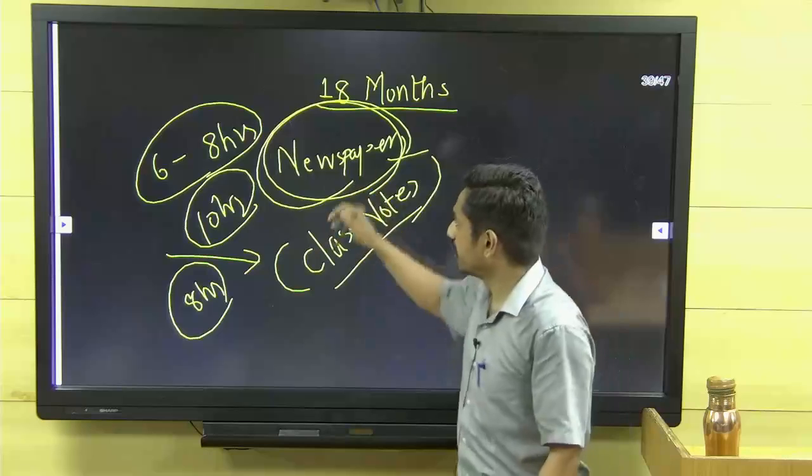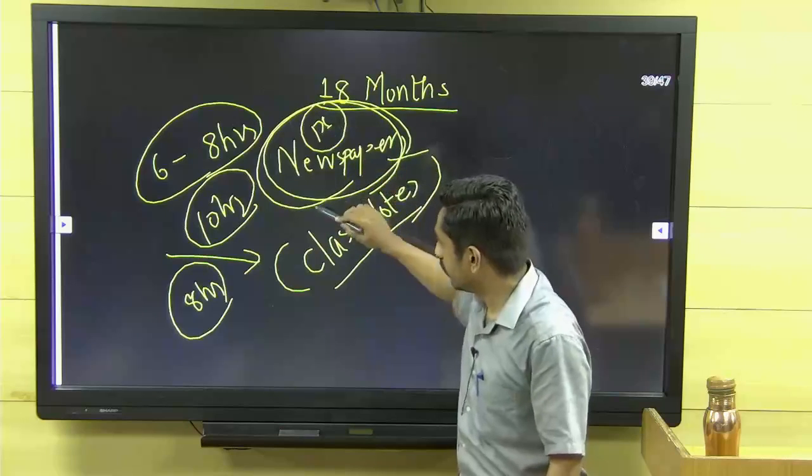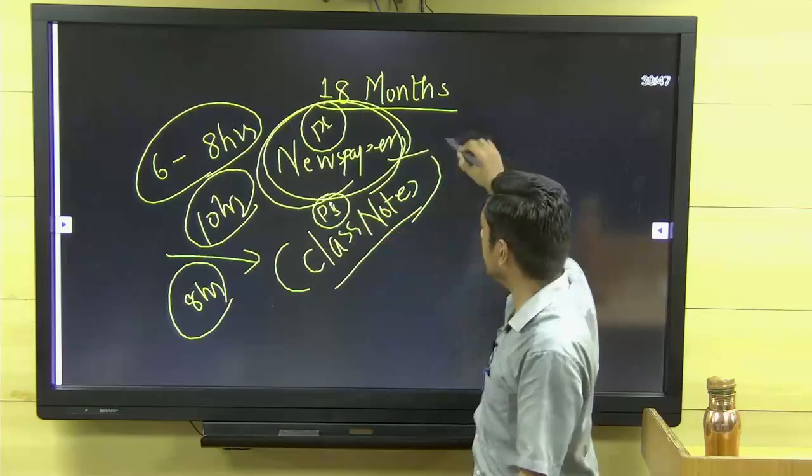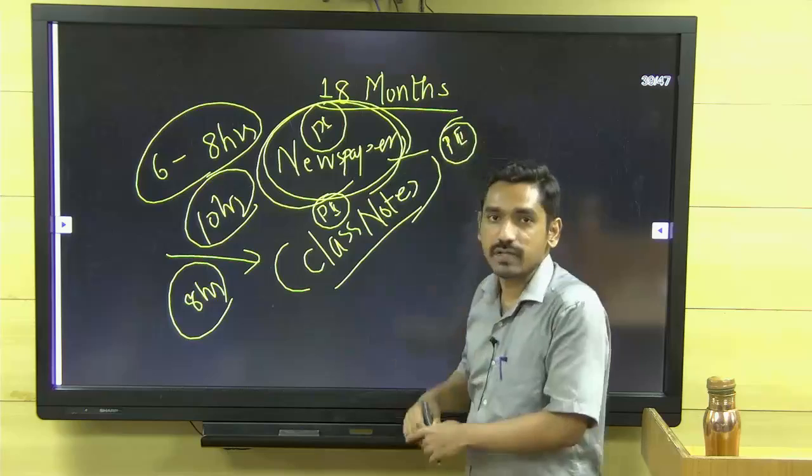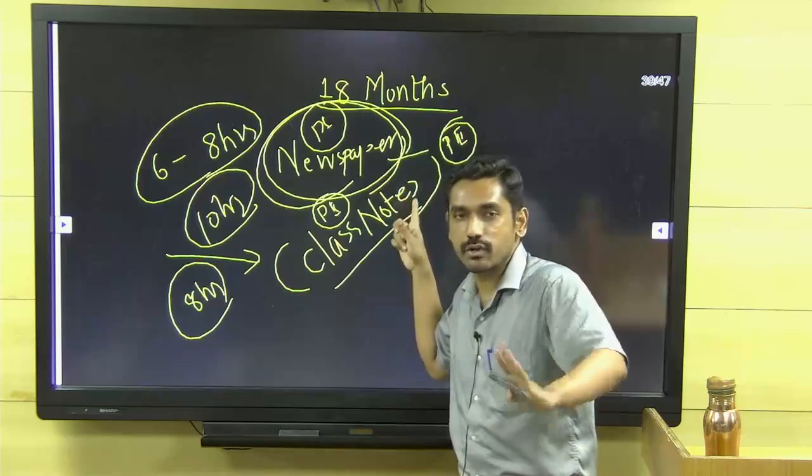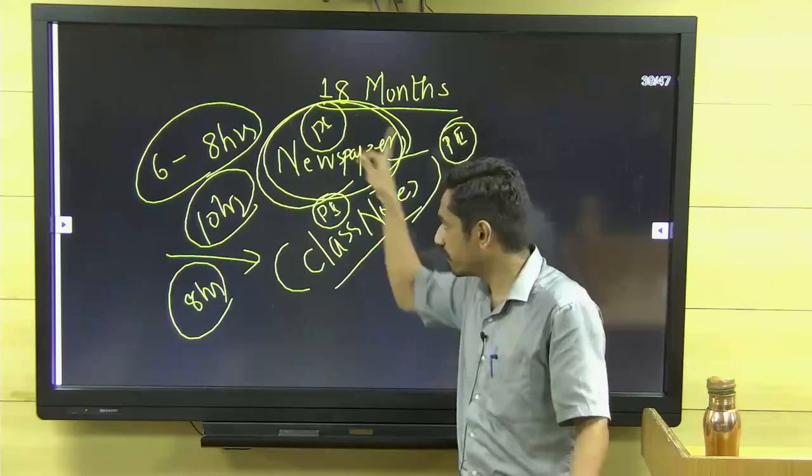Okay. So priority number 1 is newspaper. Priority number 2 is class notes. Number 3 will be reading NCERT and books. If you're not able to finish it within the next 3 or 4 months, it is fine. Please be patient. You don't have time.